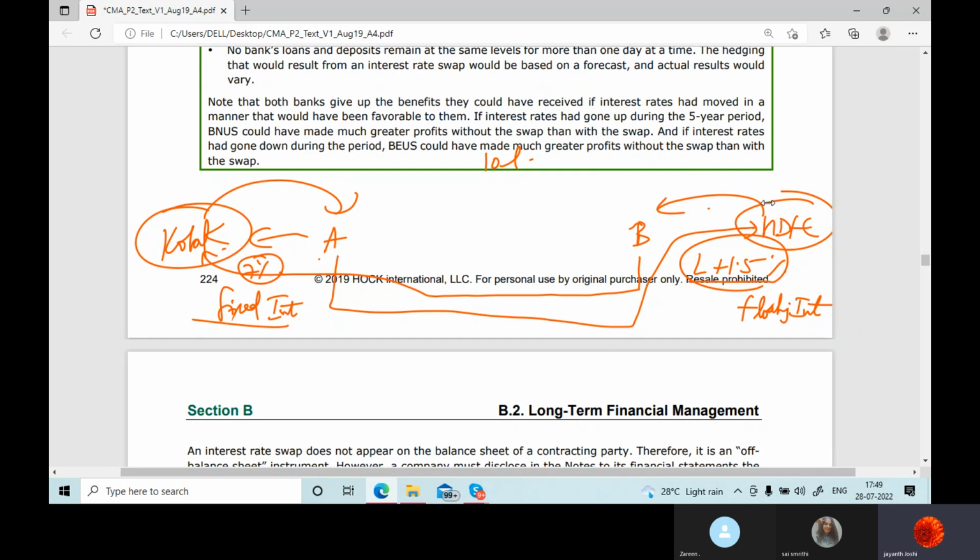In this way, are they exchanging their payments or not? Please tell me. First, you understand the structure. Are they making the payments to each other or not? Please tell me yes or no. I'm asking a simple question. Are they exchanging the payments or not?